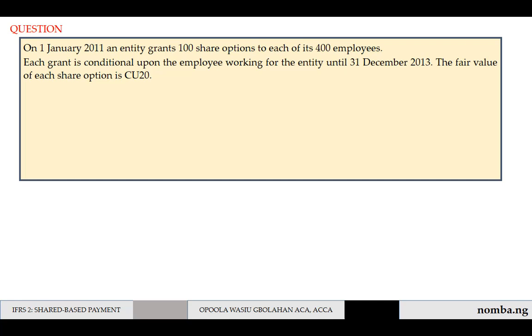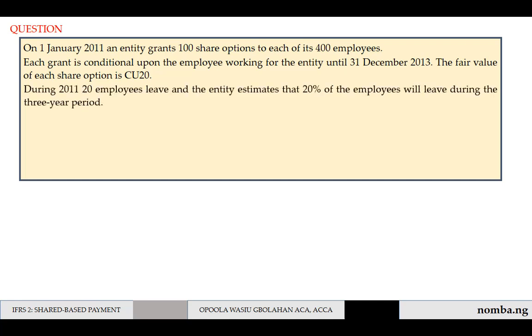It says that on 1st January 2011, an entity grants 100 share options to each of its 400 employees. Each grant is conditional upon the employees working for the entity until 31st December 2013. That's 3 years, 11, 12, 13. The fair value of each share option is 20. Now, we're told that during 2011, 20 employees leave. An entity estimates that 20% of the employees will leave during the 3-year period.